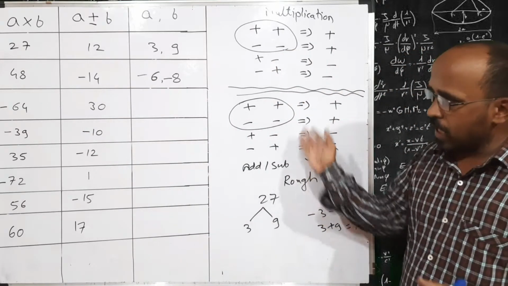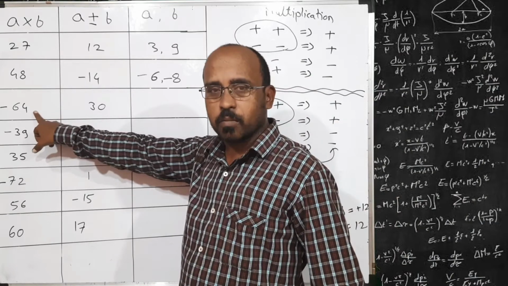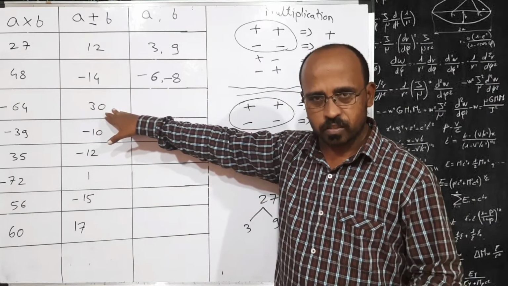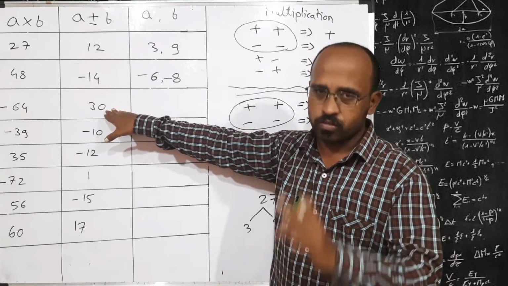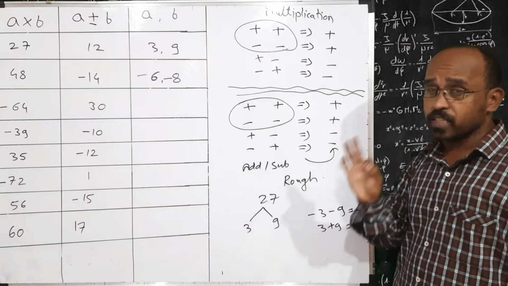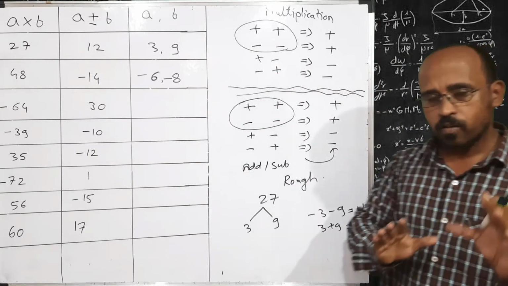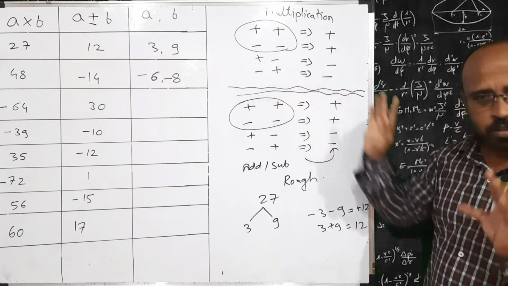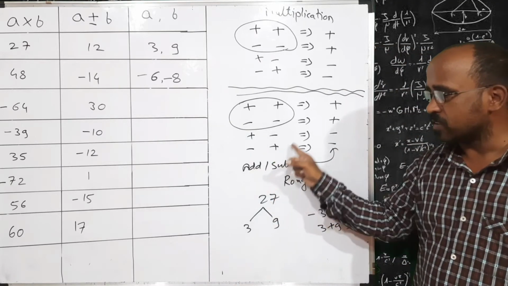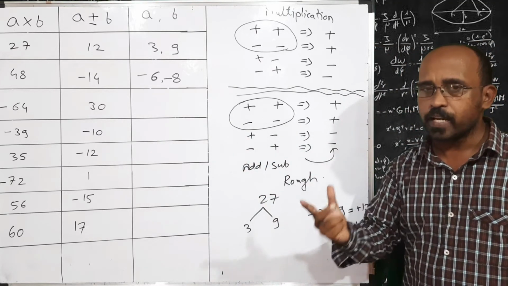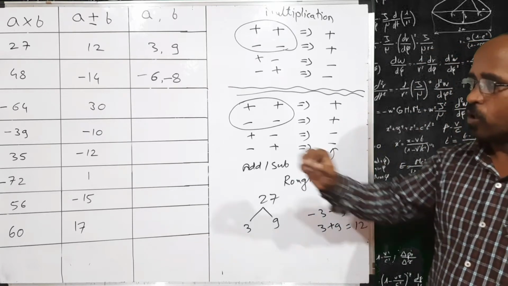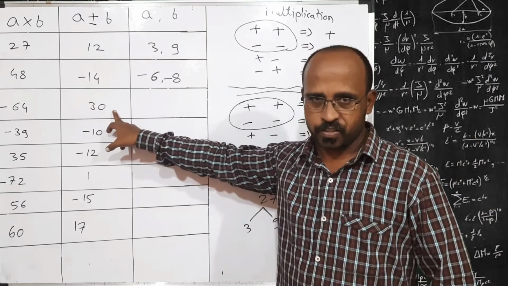Okay. Let's look at the next number. Next number is minus 64. Multiplication is negative. Here addition or subtraction is 30. We have to decide whether it's addition or subtraction. Let us decide. What is multiplication? Minus 64. Multiplication is negative means symbol of both numbers will be different. Plus minus or minus plus. If integers are having different symbols, what can we do, their addition or subtraction? Naturally subtraction, right? So this 30 is the result of subtraction.